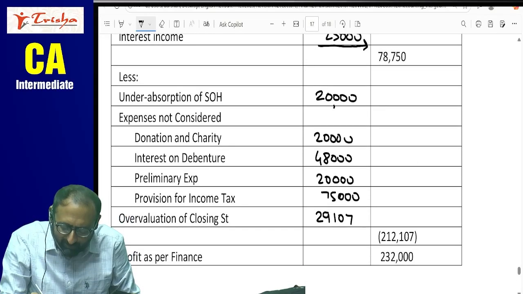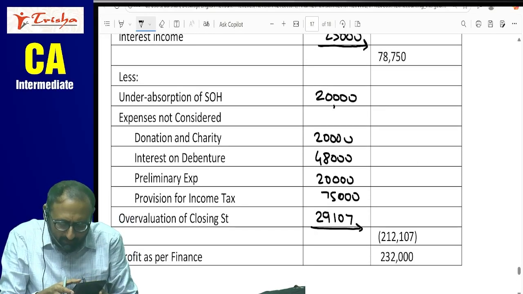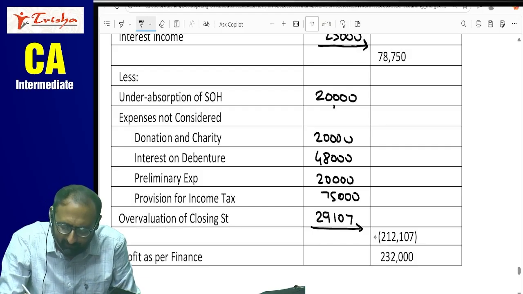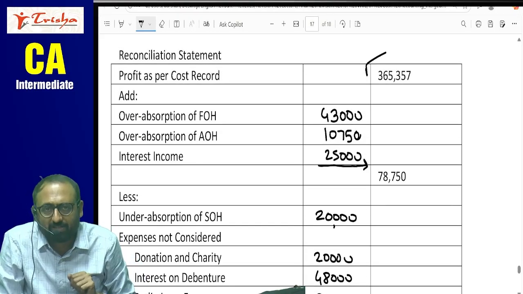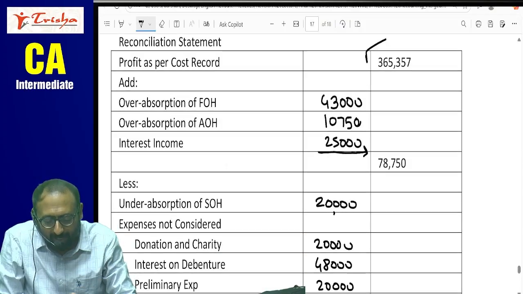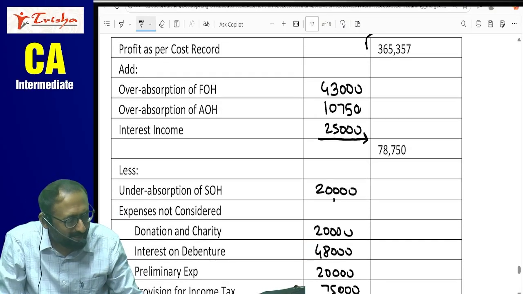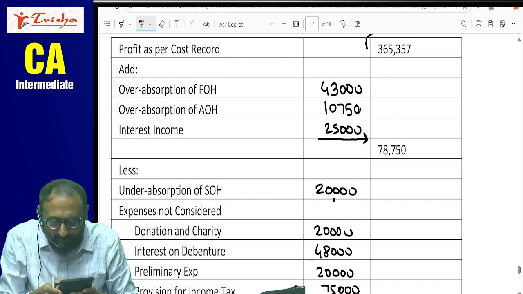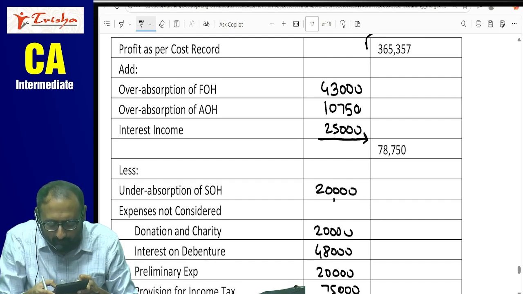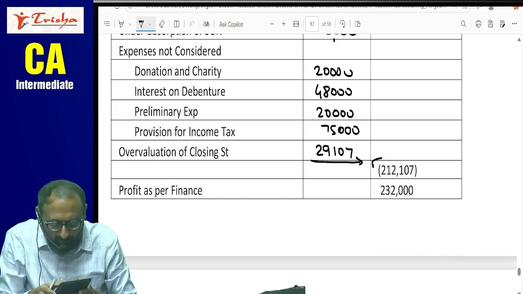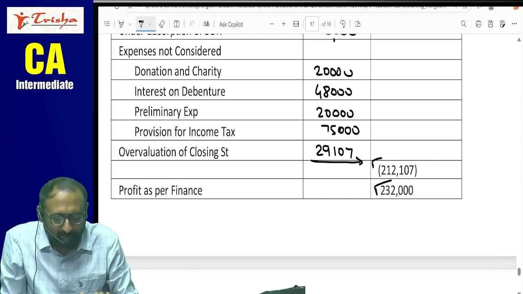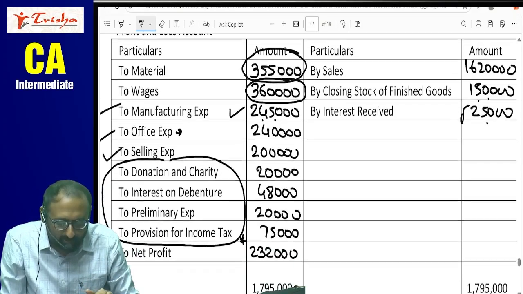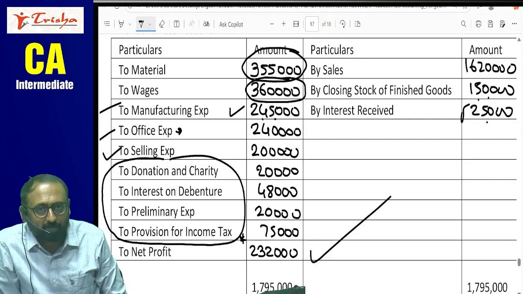Take the total of negative side. 20,000 plus 20,000 plus 48,000 plus 20,000 plus 75,000 plus 29,107. Is it 2,12,107? So easily you can check, Sirji. 3,65,357 is the profit as per cost record. Add 78,750, minus 2,12,107. Your profit comes to 2,32,000. Check with P&L account. Yes, 2,32,000 is your correct answer.